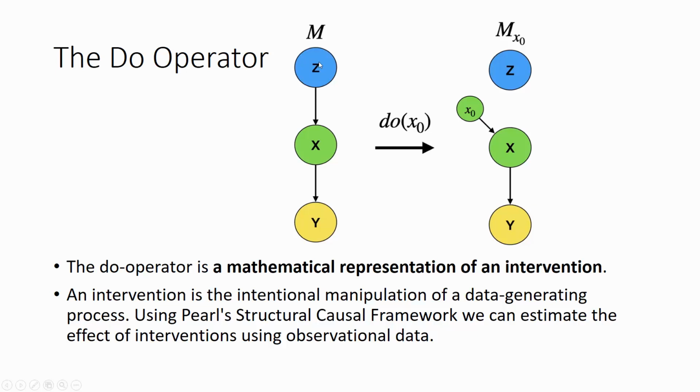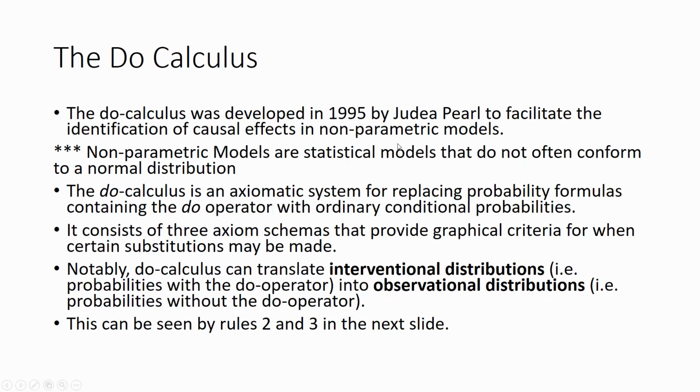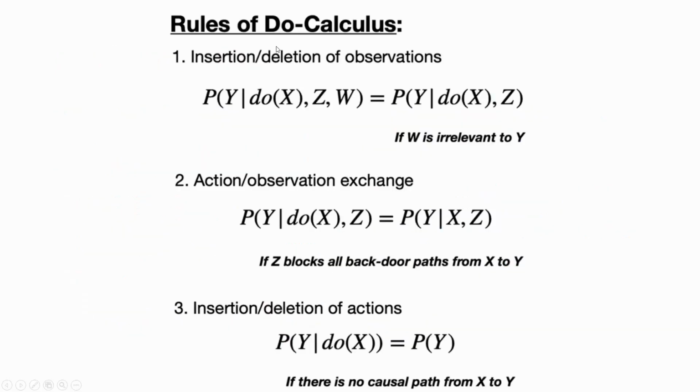What is the do operator? Suppose Z causes X and X causes Y. If you isolate X from the rest of the world and just change X so as to impact Y, this is an intervention. This is what a do operator does. It is a way of manipulating variables so as to figure out the cause and effect relationships. The do operator and the do calculus were developed by Judea Pearl in 1995 to facilitate the identification of causal effects in non-parametric models. Now, it has a lot of rules, and you can see these rules. A do calculus allows you to insert and delete observations, exchange actions and observations, and insert and delete actions.